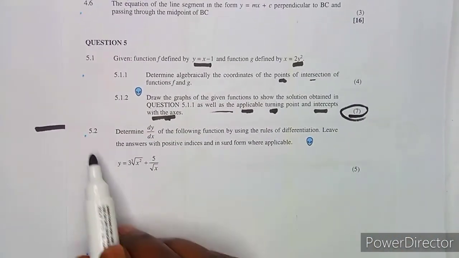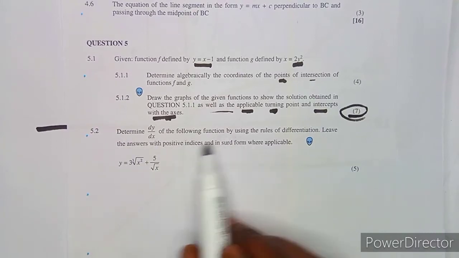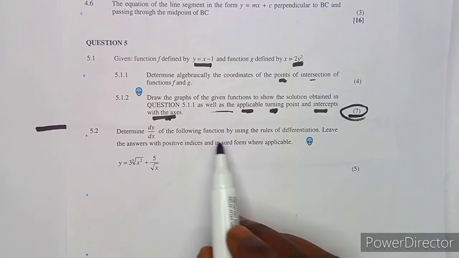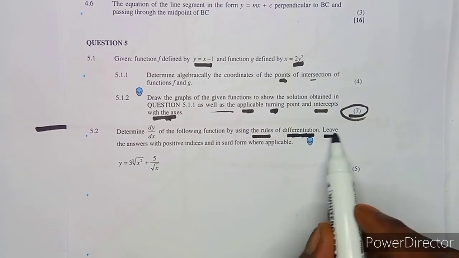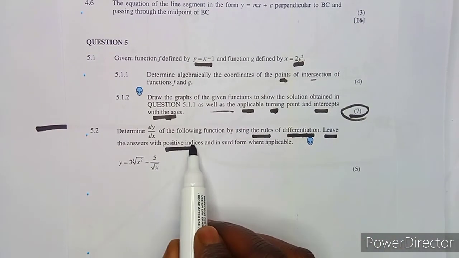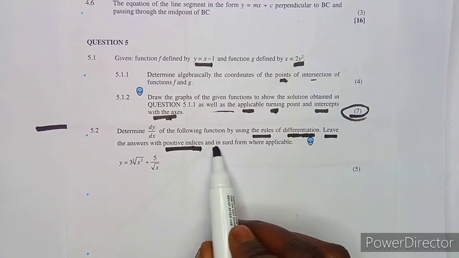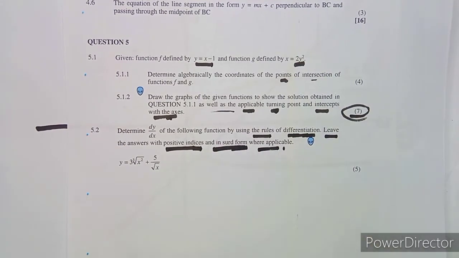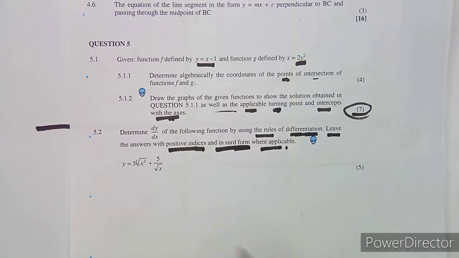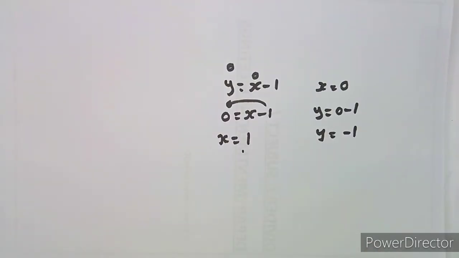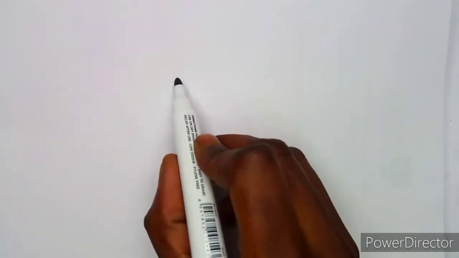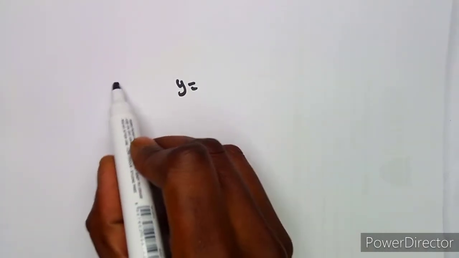All right, then on 5.2, determine dy/dx of the following function by using the rules of differentiation. Leave the answers with positive indices, take note, and in surd form where applicable. Where applicable, leave it in surd form and as positive exponents. All right, so let's just try and see what we were supposed to do to find dy/dx here on 5.2.